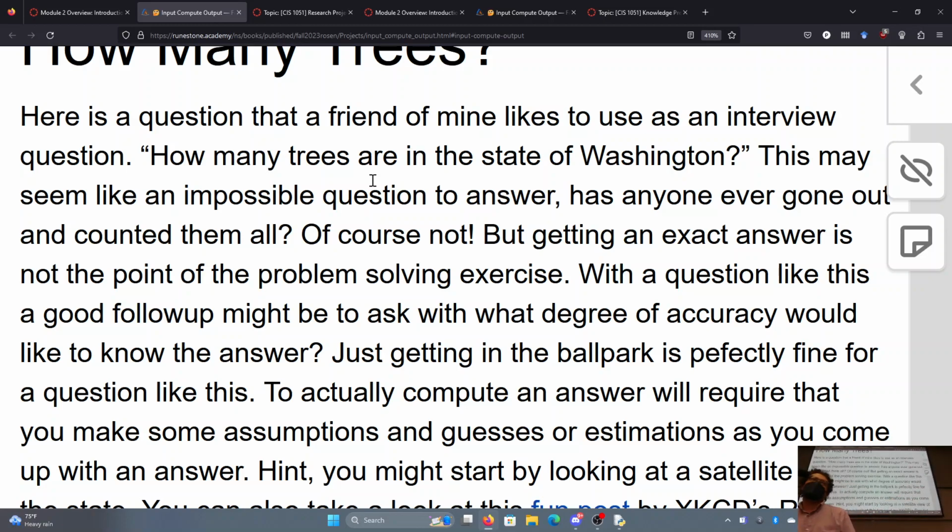Or, to keep using Manhattan as an example, how many houses can fit on Manhattan Island? Or another one, how many gallons of water come out of the Mississippi River Delta per day? These are not questions that you can have an answer to.